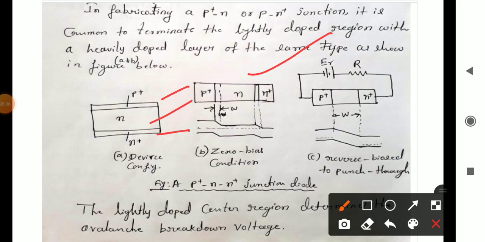And here it shows the zero bias condition for the one more added N plus type of region. So this is the heavily doped P plus region and an N region. In order to get an ohmic contact, they will add one more P plus region over here. So if the depletion region penetrates deeply throughout this area, we will be having one more layer.